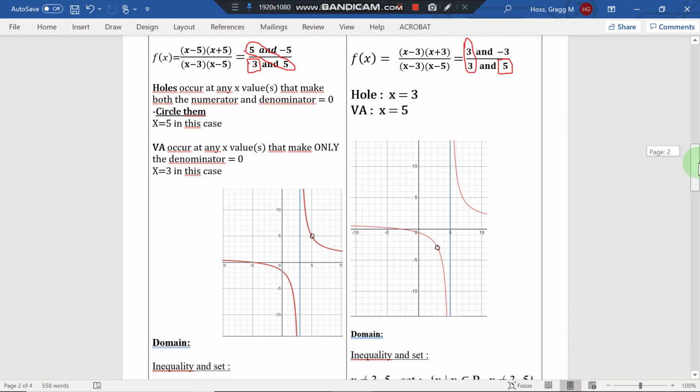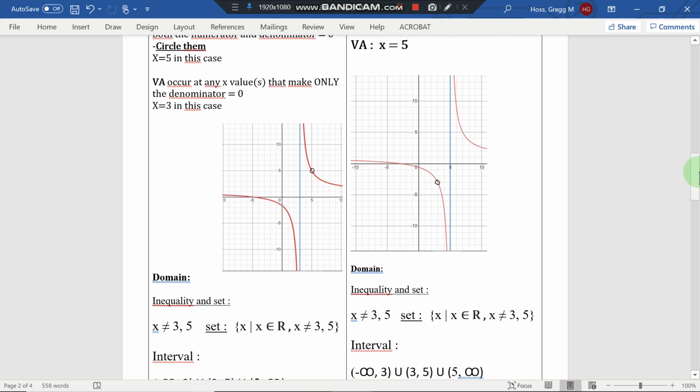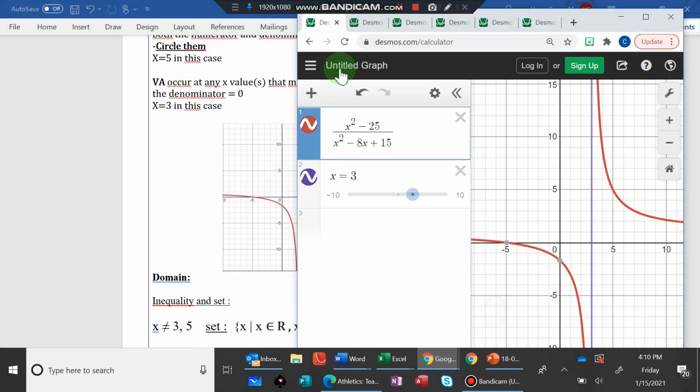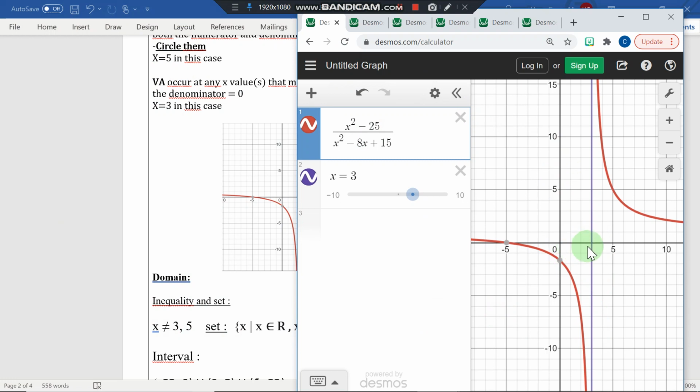And you can see this in the graphic I have provided. Here is where the hole would occur at x equals 5. I've drawn a little hole around it. And this is where the vertical asymptote would be. On Desmos, you can see that there it is at x equals 3. There's our vertical asymptote. And if I drag along this curve at x equals 5, you'll see the hole appear. See how it goes open circle right there? That's where the hole is located.